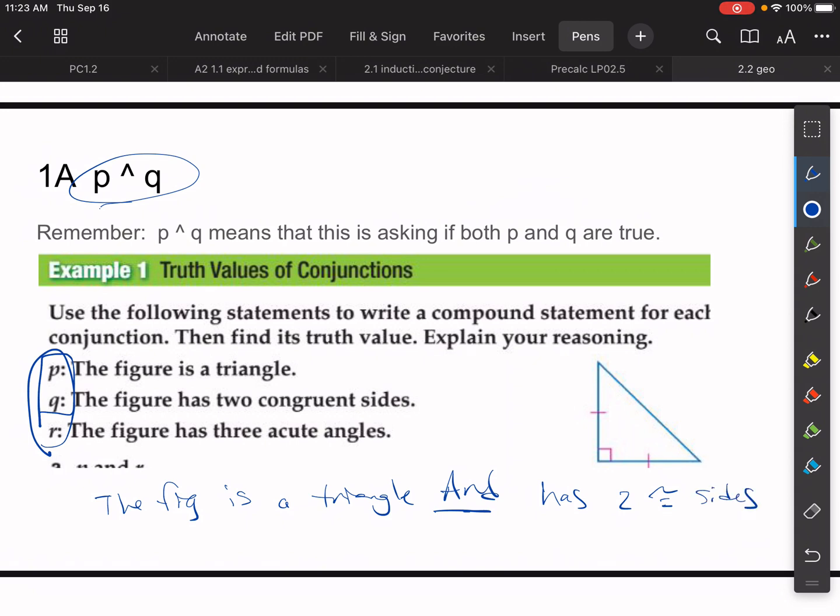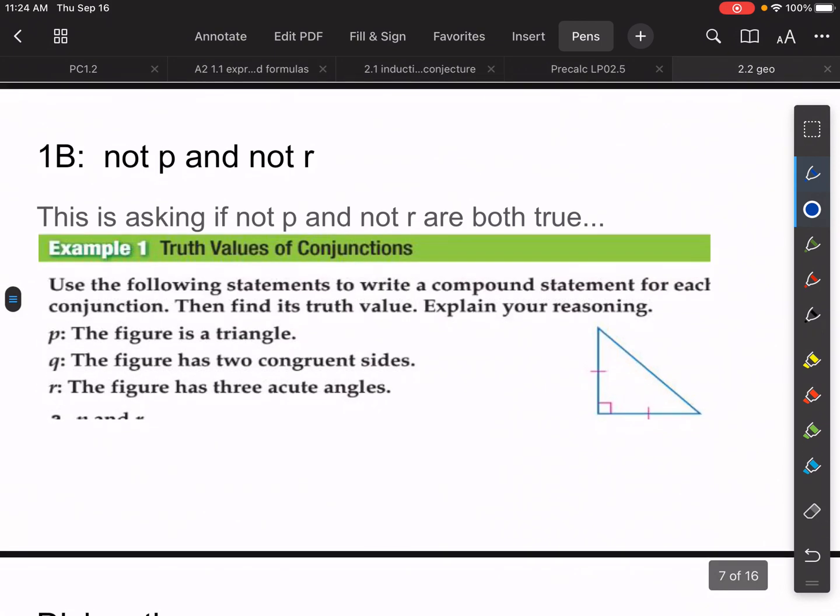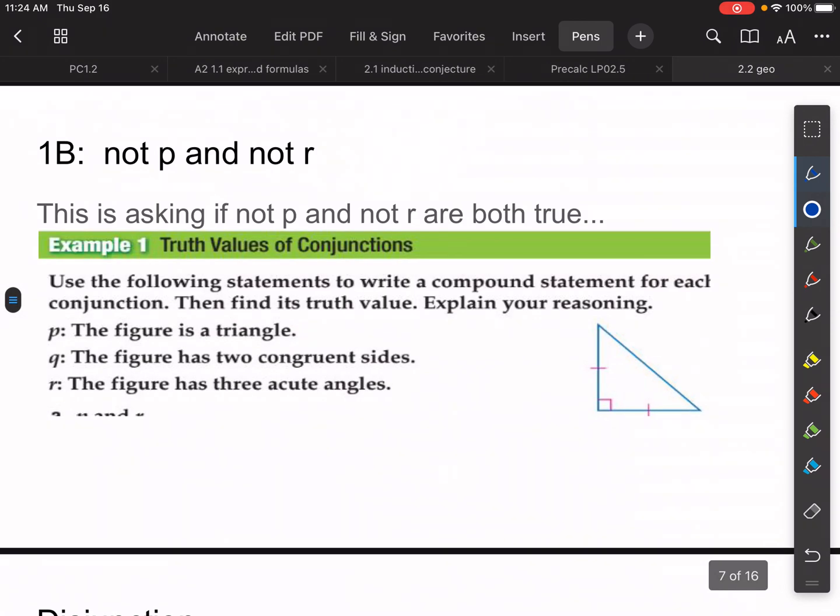Now we have to look at the figure here. Is this a triangle? Yes. Does it have two congruent sides? Well, these little marks tell me that those are two congruent sides. So yes, it does have both. So the truth value to this is T. It is true.